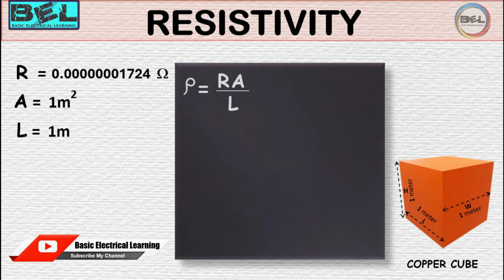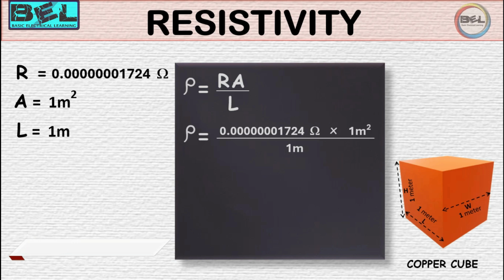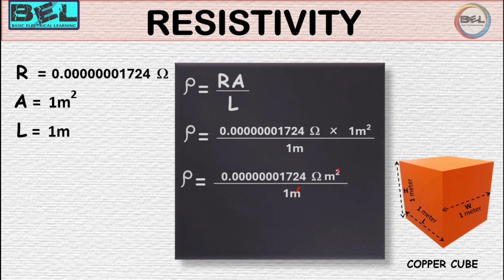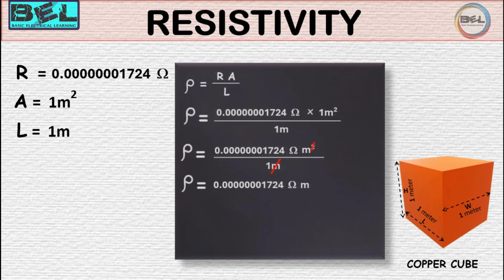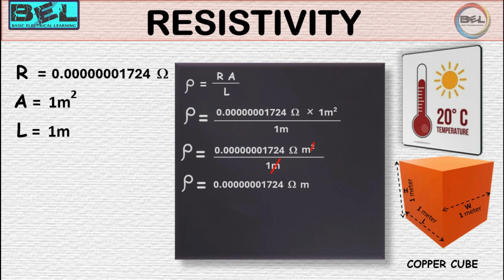So, by putting the value of resistance, area, and length in this formula and solving the equation with the help of a calculator, we found that the resistivity of this copper cube is 0.0000000174 ohm meter. This is the resistivity of copper at 20 degrees centigrade. Resistivity is temperature dependent, so measurements are typically taken at a standard reference temperature, usually 20 degrees Celsius. Corrections may be applied if the sample is at a different temperature.